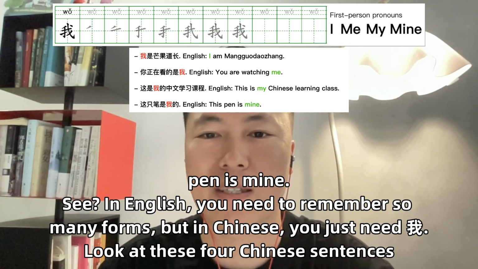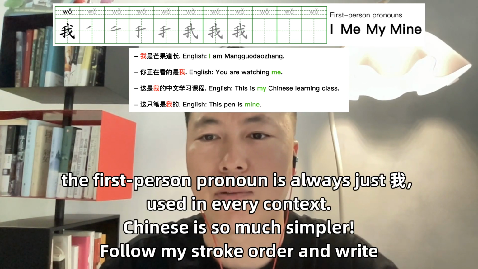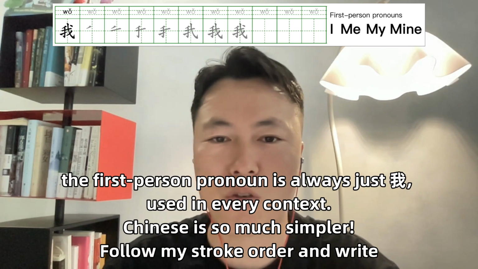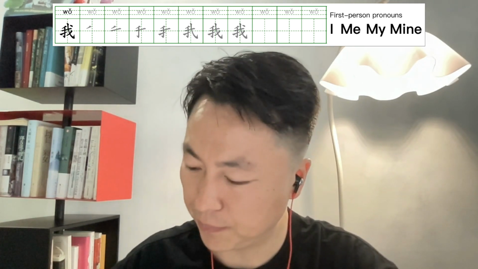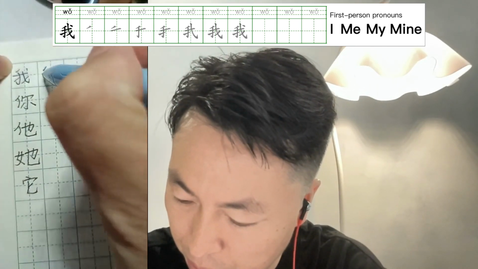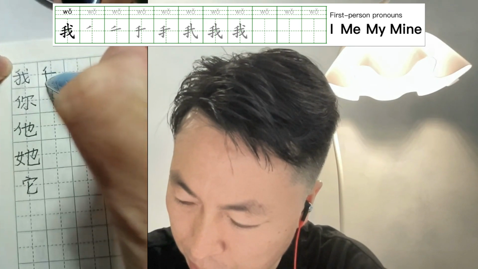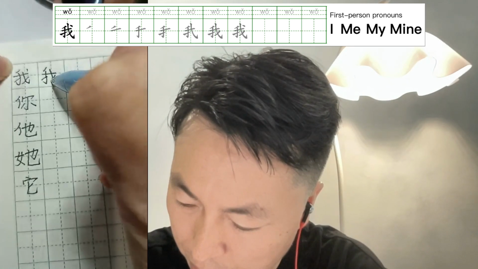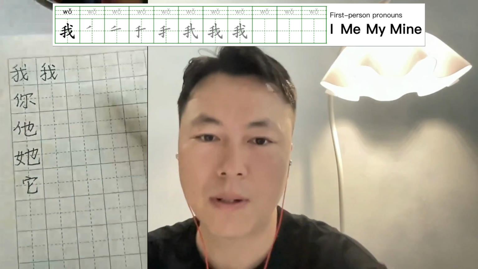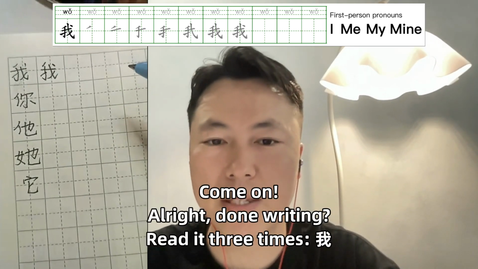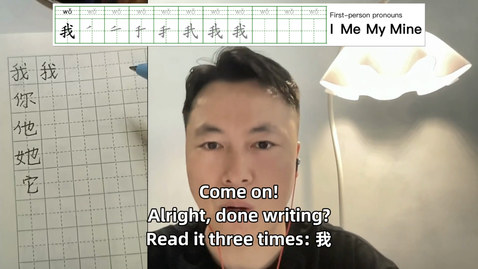Look at these four Chinese sentences. The first-person pronoun is just 我, used in every context. Chinese is so much simpler. Follow my stroke order and write it. Alright, done writing? Read it 3 times. 我.